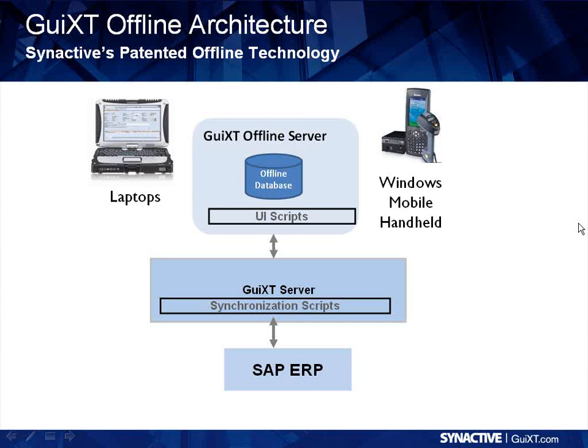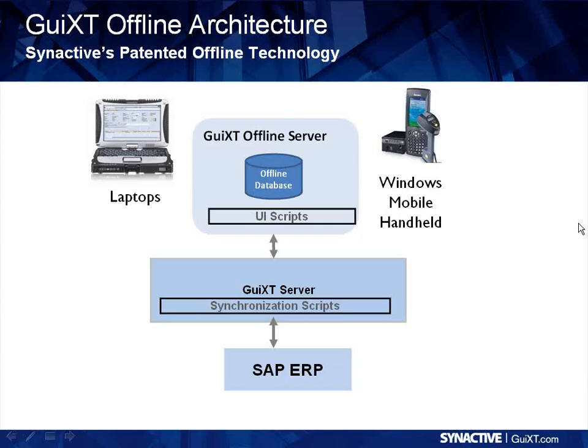The offline client uses a different UI depending on whether the user is on a laptop or a mobile device. If offline is being used on a laptop, then the standard SAP GUI will display the data. If the user is on a handheld or a mobile device, then GuiXT Mobile is the client that will be used to display data. But in either case, the scripts and the business logic will reside on the GuiXT server, not the laptop or the handheld device.